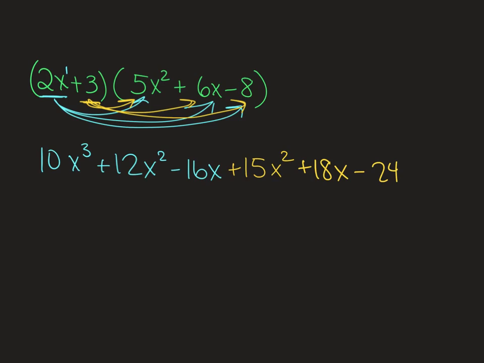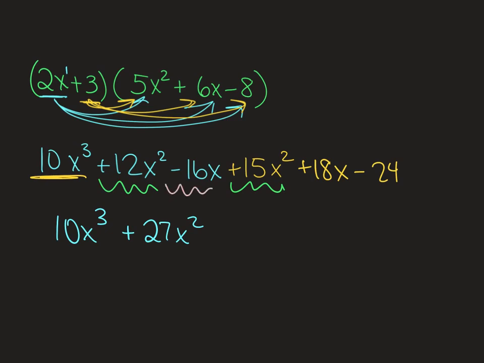Now we need to combine like terms. We could do this up and down. We could think of it like when we were adding and subtracting before. But maybe we'll just do it sideways. My highest exponent is right here. So 10x to the third, it'll start. I got x squareds and more x squared. So a 12 and a 15, both positive, make 27 x squareds. I've got negative 16x and a positive 18x. That makes a positive 2x. And finally, I have my minus 24.